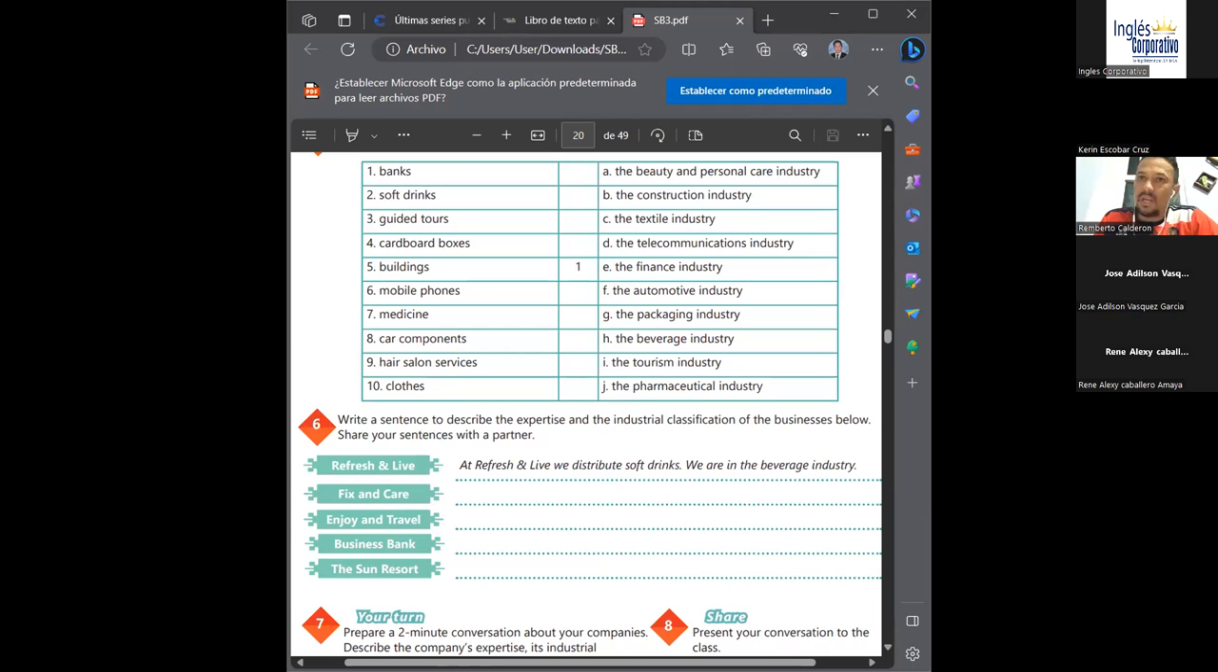We. Pero en esa business park, business bank, the finance industry. We. Ahí no tendría que ser distribuir. No podemos, no somos distribuidores de banco. No, no lo somos. Pero sería un verbo. Ajá. Como otorgar, prestar.